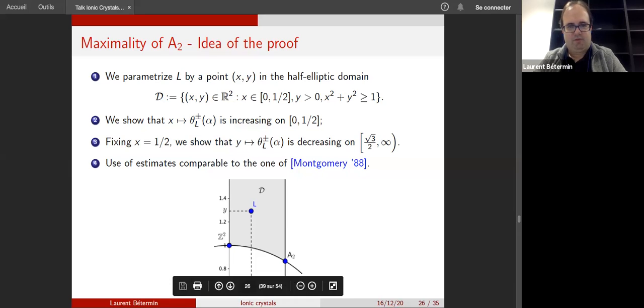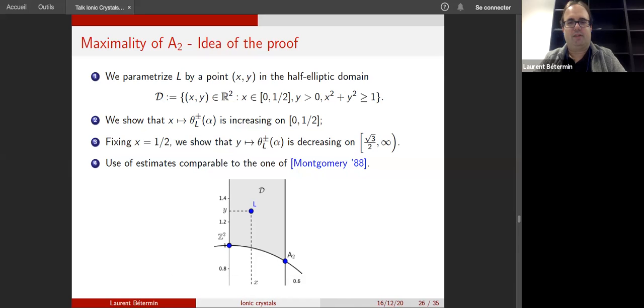That is the limit of your domain D. And you show that on this line, this theta function is decreasing, so in that direction, for a while between square root of 3/2 and plus infinity. So that's basically the idea. And to do that, we use estimates that are comparable to the one done by Montgomery in '88.